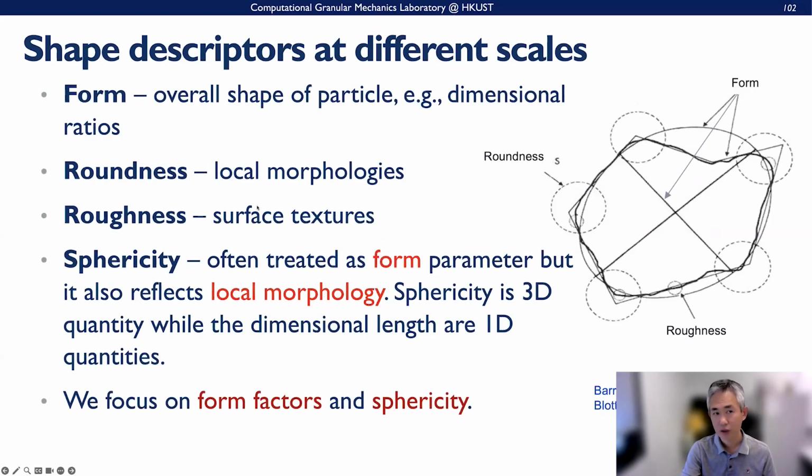We use the form, roundness, sphericity, and these are the common shape descriptors we normally use. So in our study we focus on the form factor and sphericity as the major shape factors for analysis. Roundness is basically very fine and local morphologies, right?